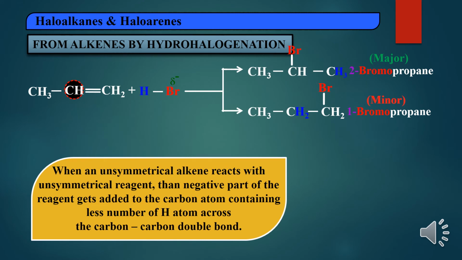See once more. When an unsymmetrical alkene reacts with an unsymmetrical reagent, the negative part of the reagent gets added to the carbon atom containing less number of hydrogen atoms across the carbon-carbon double bond. So that is called Markovnikov's rule.